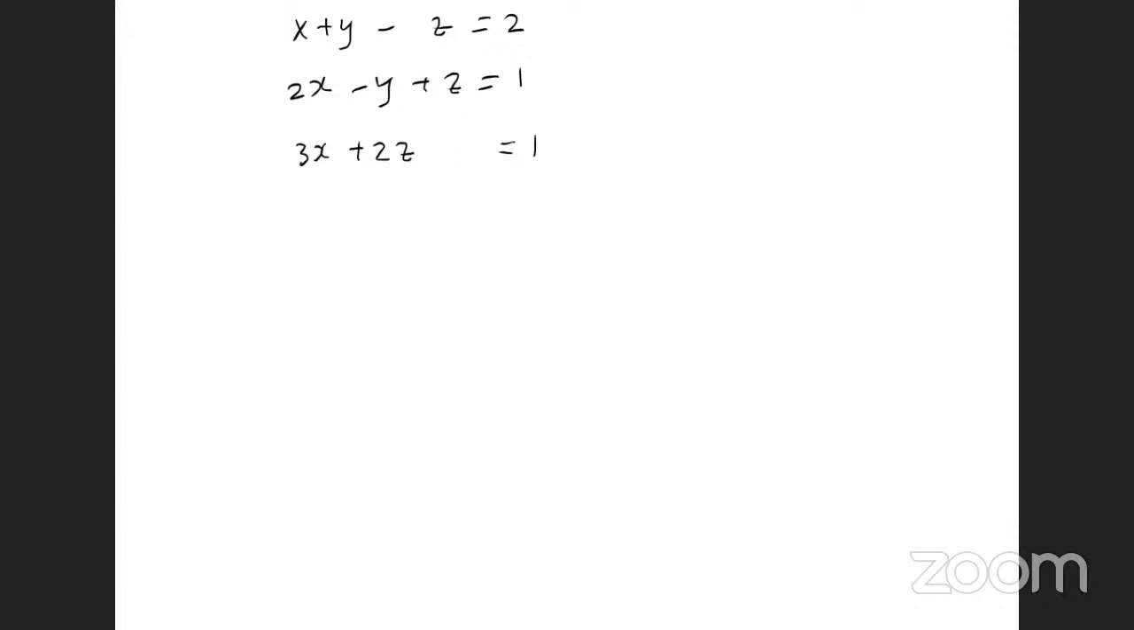I can show you Cramer's rule too, but I find it kind of long. Cramer's rule is another technique you can use to solve this. The augmented matrix rows are: 1, 1, minus 1 augmented with 2; 2, minus 1, 1 augmented with 1; and 3, 0, 2 augmented with 1.